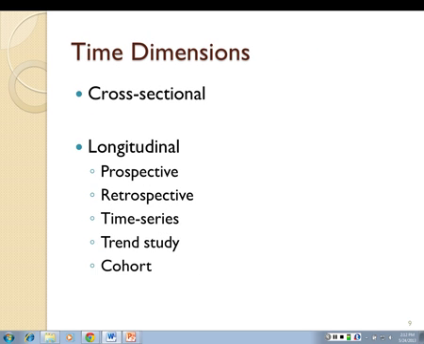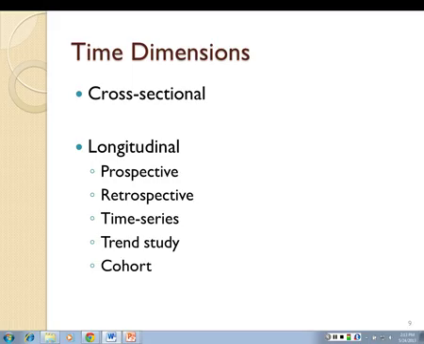There are two main time dimensions, cross-sectional and longitudinal. A cross-sectional study involves assessing subjects at one point in time, while a longitudinal study follows people over time. There are numerous types of longitudinal studies. These include prospective studies that involve identifying subjects and then following them forward through time. Retrospective studies, which identify subjects and then look back in time, typically through the use of secondary data.